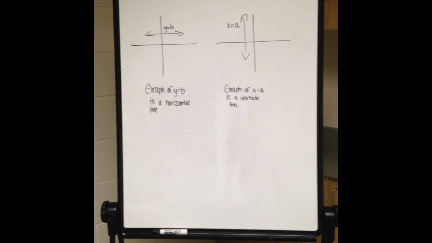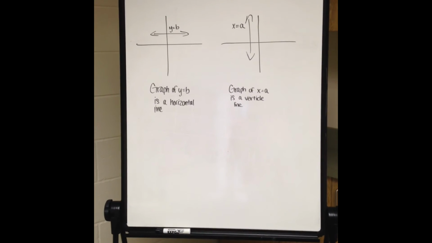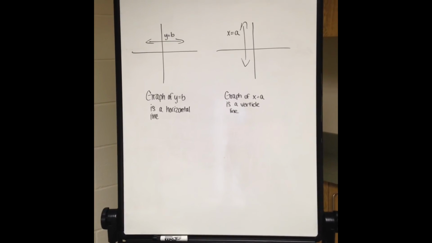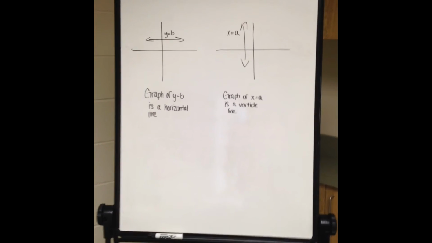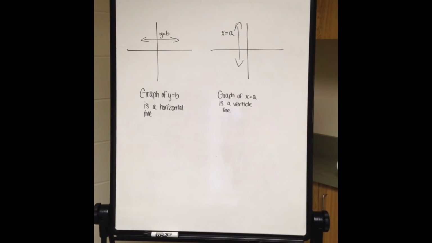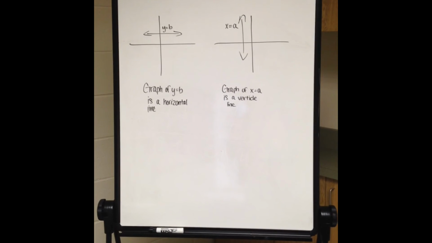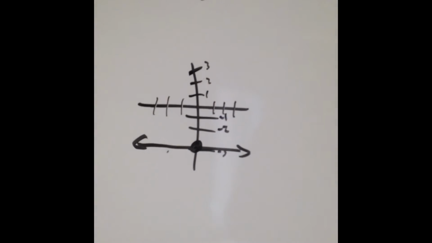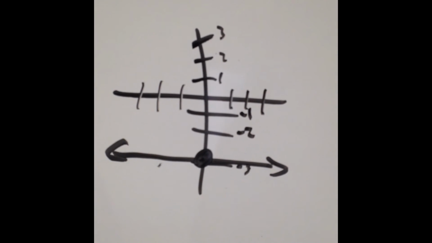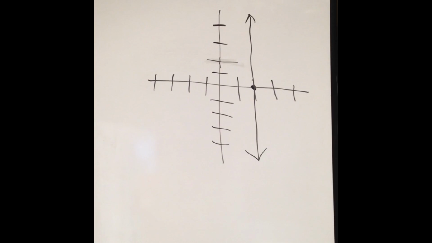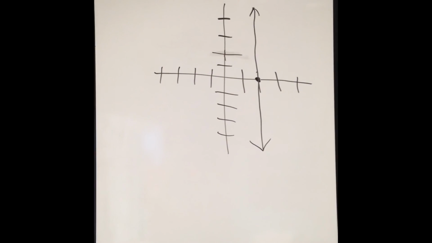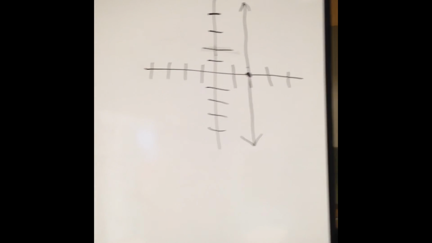In a coordinate plane, the graph of y equals b is a horizontal line, and the graph of x equals a is a vertical line. Like in this problem, y equals negative 3, and it's only a horizontal line. When there's no y-intercept, the line will always be a vertical line, and in the example, x equals 2, it's a vertical line.